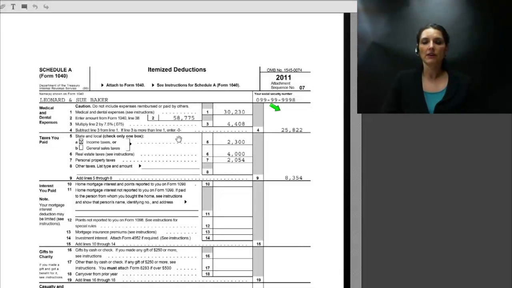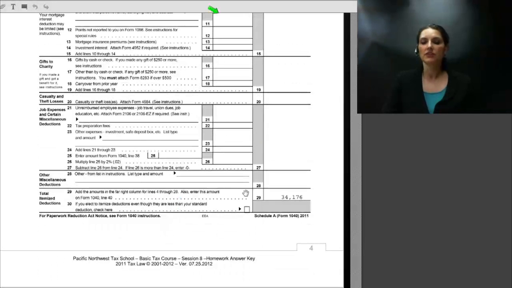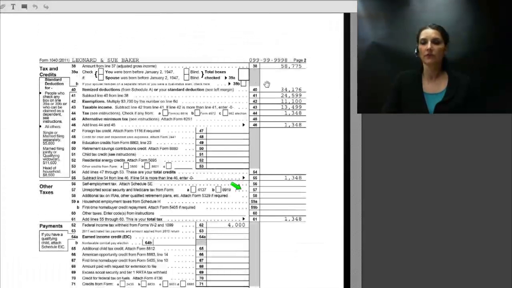Then we enter the amount of taxes paid, and the first tax we enter is income taxes that were shown on Leonard's W-2 as withholding for his state, and that was $2,300. We then have real estate taxes that they paid on the home and personal property taxes they paid on their motor home and on their car. So the total taxes that they paid are $8,354. And that gives them total itemized deductions of $34,176. We take that back to the Schedule A and enter it on line 40.